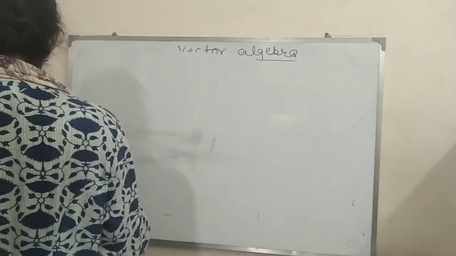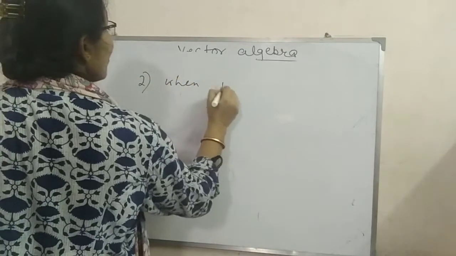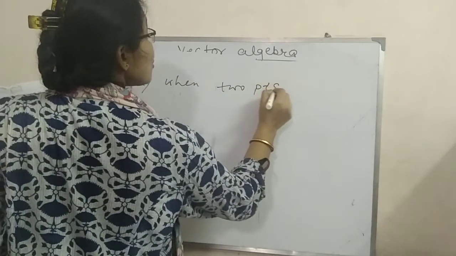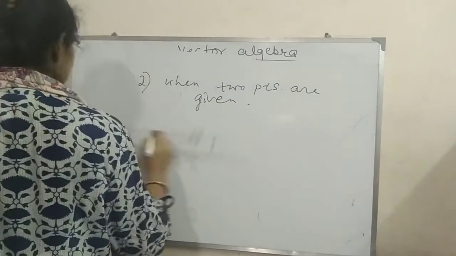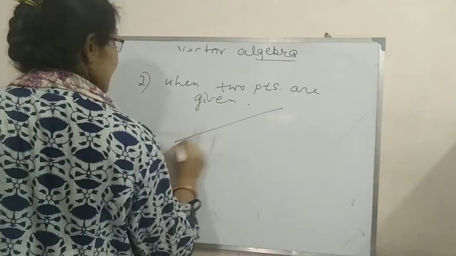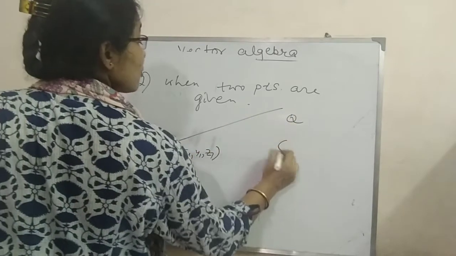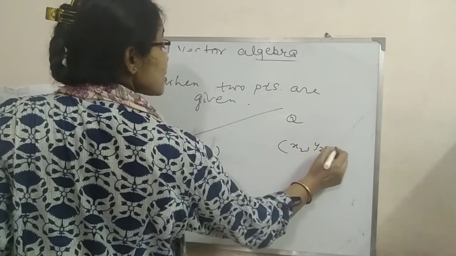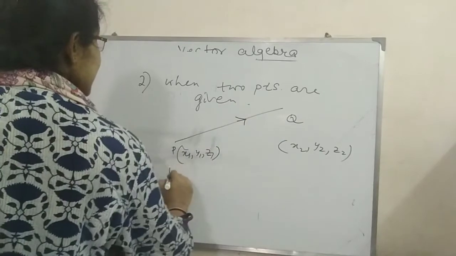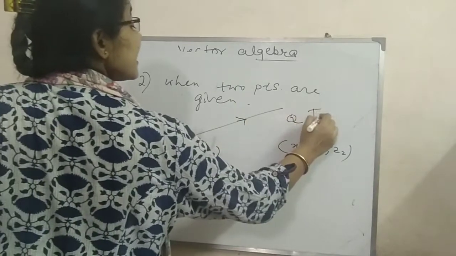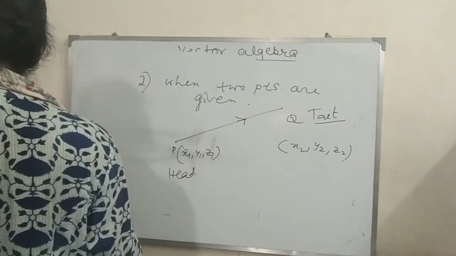When 2 points are given, next thing, when 2 points are given, that is P and that is Q. Coordinate of P is x1, y1, z1, coordinate of Q is x2, y2, z2. And this is direction, this is head and this is tail. That means it is initial point, it is terminal point.